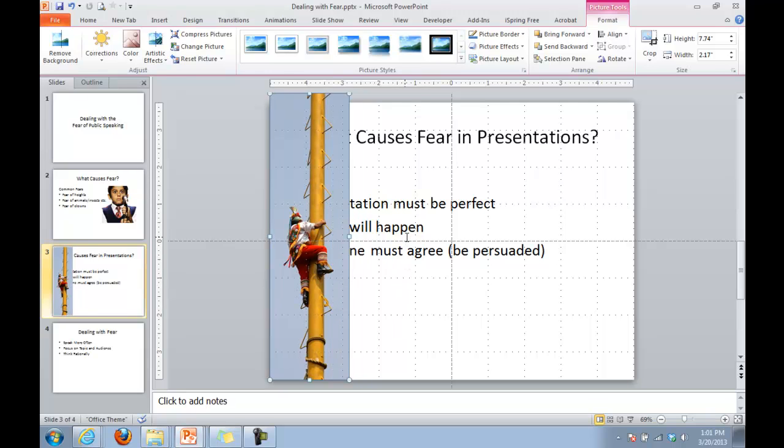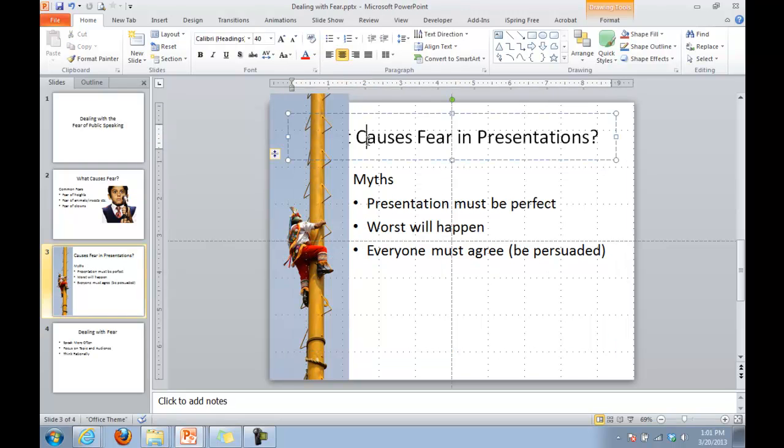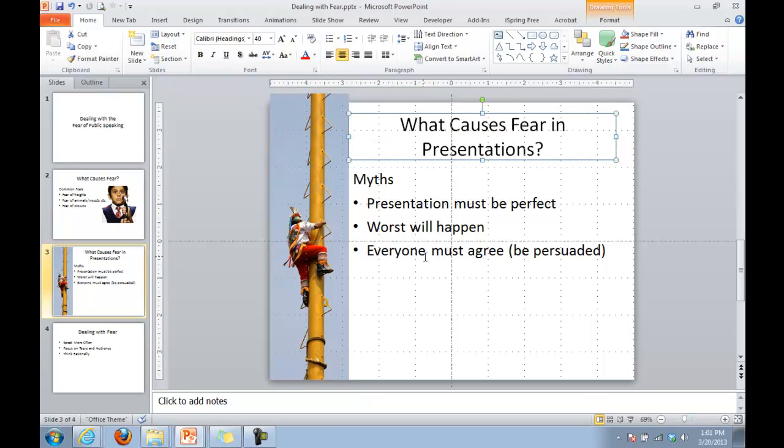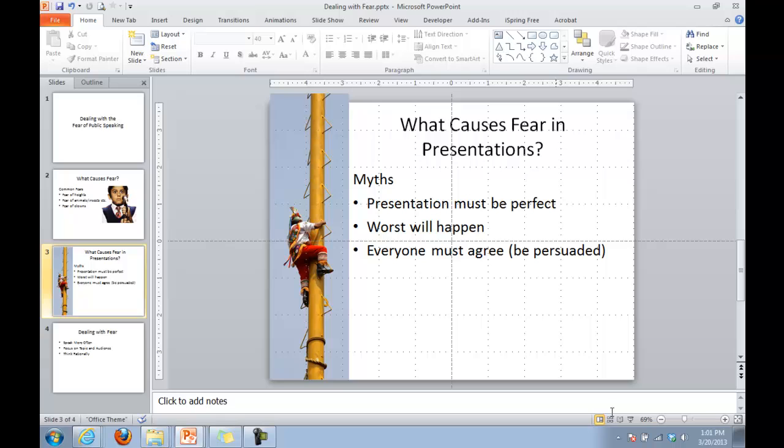Now what I can do with this is I can just change the text box. And there we go. And then I've taken a picture. When I put it in presentation mode, you'll see that it looks pretty good. So that's a way to use pictures as a sidebar. You can do that on either side.